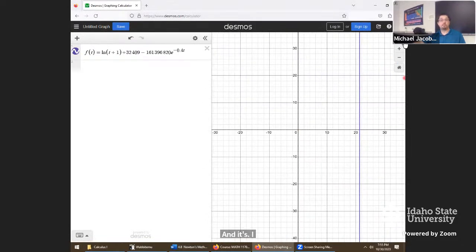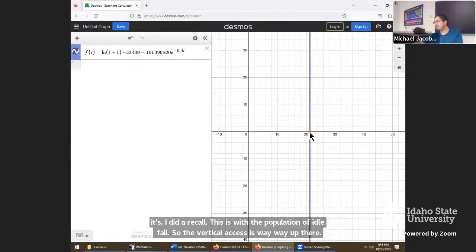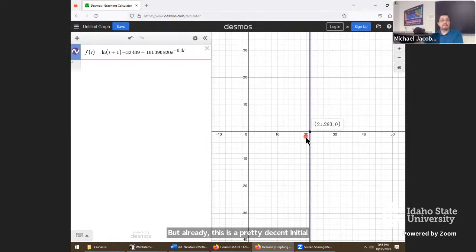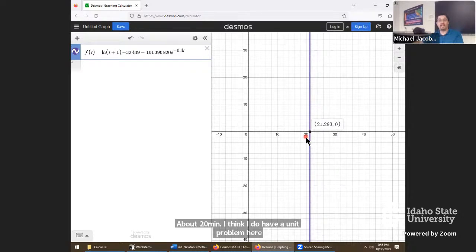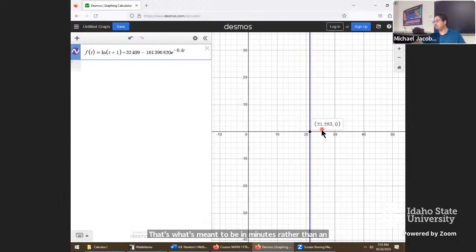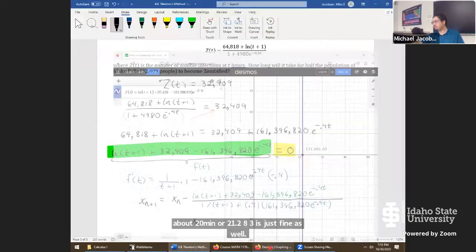I need to recall, this is with a population of Idaho Falls. So the vertical axis is way, way up there. But already, this is a pretty decent initial guess, about 20 minutes. I think I do have a unit problem here. That's what's meant to be in minutes rather than in hours, like it was indicating. But let's try a guess of about 20 minutes, or 21.283 is just fine as well. I'll go with 20.